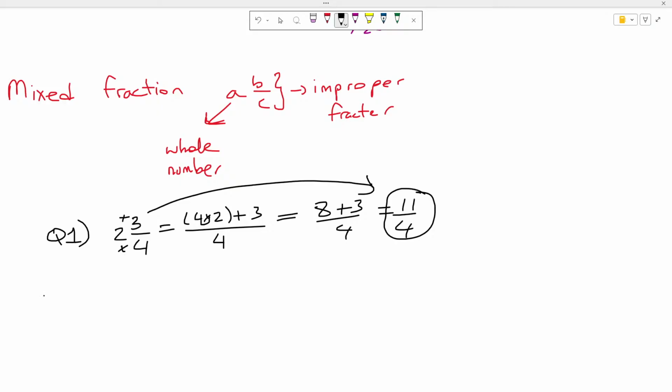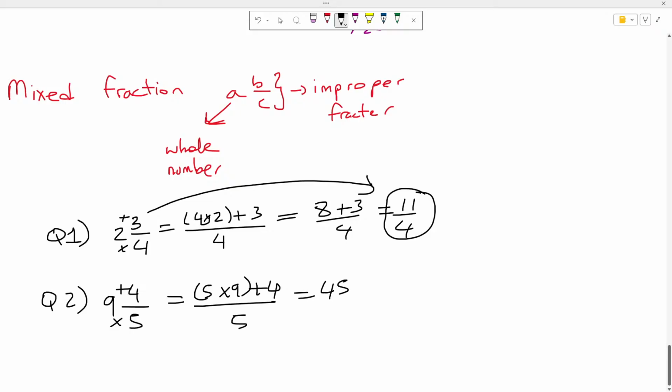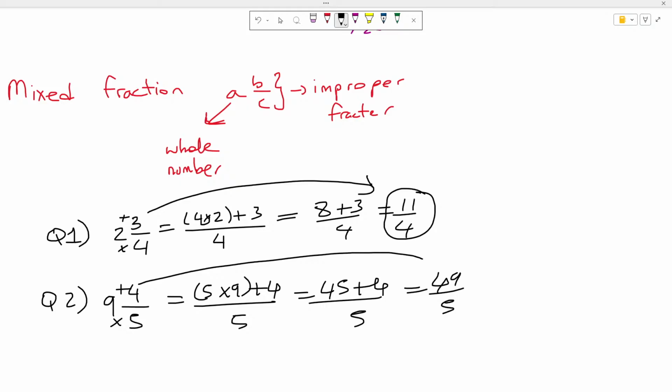Let's say I have one more question. Question 2: 9 and 4/5. We take 5 times 9 and then plus 4, divided by 5. So we have 45 plus 4 over 5, which is 49 over 5. Very simple. From the mixed fraction, we have converted it into an improper fraction.